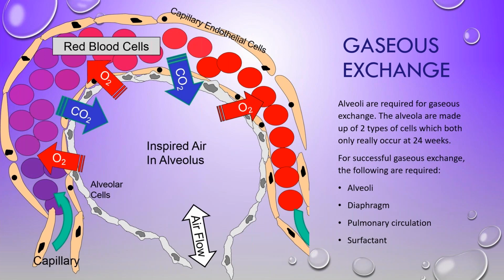The alveoli have 2 types of cells, which both occur really around 24 weeks of gestation. And for successful gaseous exchange, we need the alveoli, the diaphragm, pulmonary circulation, and surfactant. If one of these 4 are missing, we are not going to have good gaseous exchange, and the baby will become progressively more respiratory distressed.